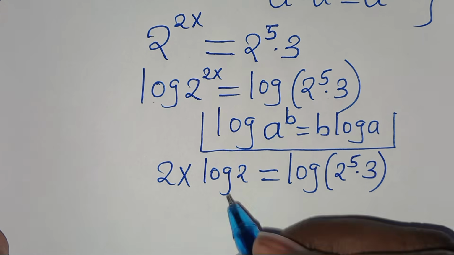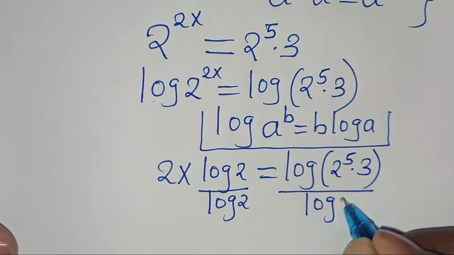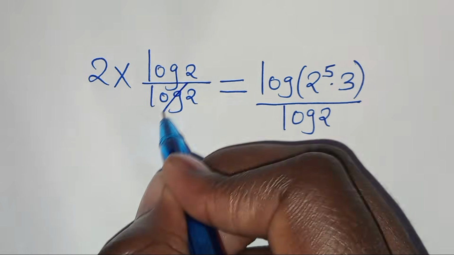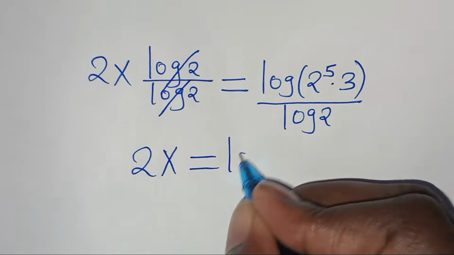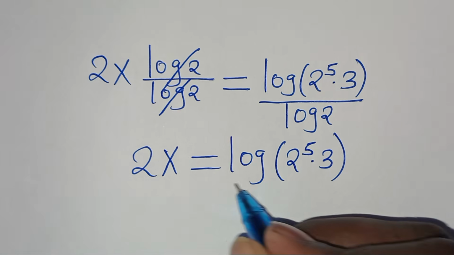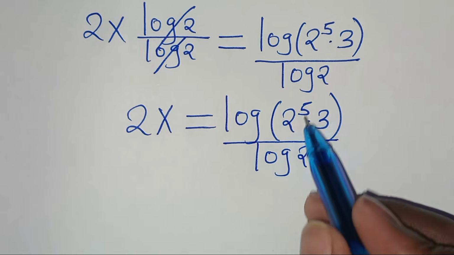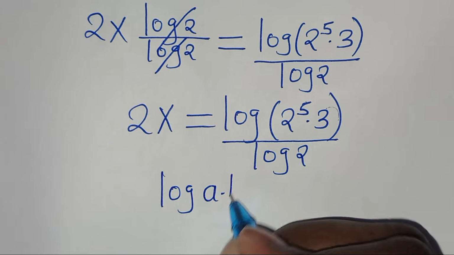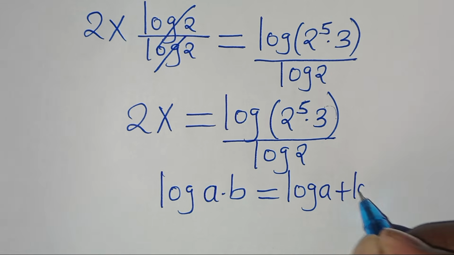The next step is to divide both sides by log 2, and also here we have log 2. Now let's simplify. Log 2 and log 2 simplify, so that we have 2x equal to log 2 to the power of 5 times 3 divided by log 2. Now the next step: log 2 to the power of 5 times 3 is in the form of log a multiplied by b, which can be expressed as log a plus log b.